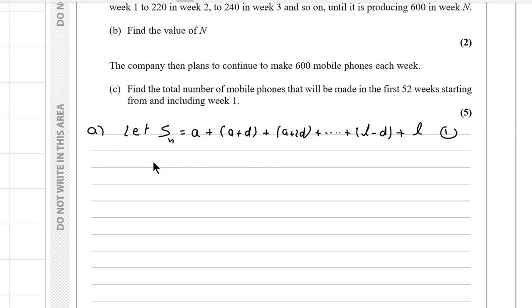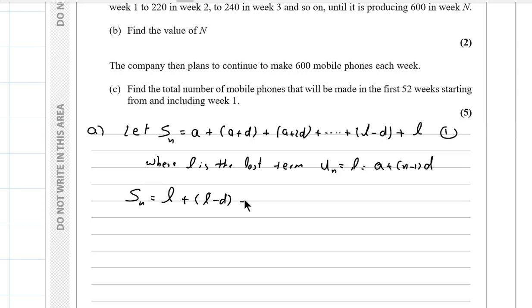This is number 1. We can say where L is the last term, which is Un, L equals a plus (n minus 1)d. Again, we can inverse the order and write Sn equals L, I will begin with the end of equation number 1: L, plus L minus d, and then L minus 2d, and so on till we reach the beginning of equation number 1, which is a plus d, and finally a. This is the second equation.